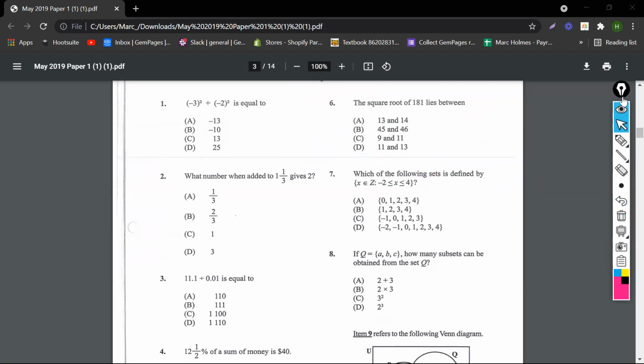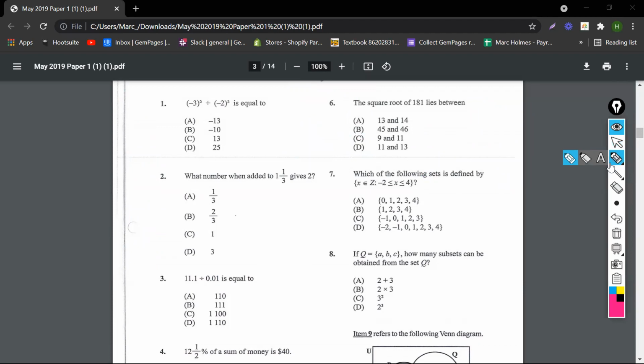Let's move on to number 7 now. It says here, which of the following sets is defined by -2 less than or equal to x less than or equal to 4? So Jaden, you want to help me out with this one? I think it's really easy.